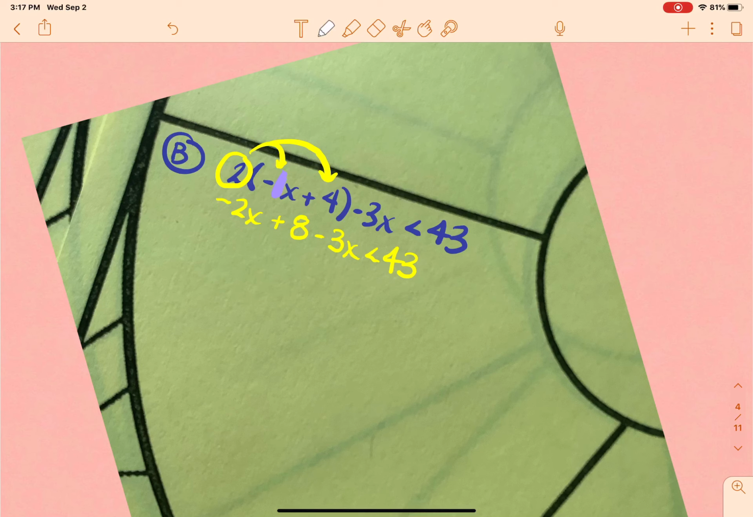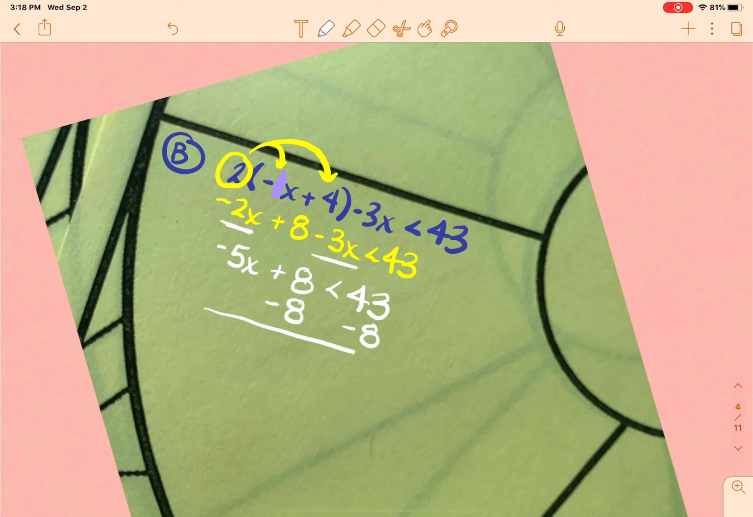And now I've got to use my skills to be able to get stuff together. So these two are on the same side. So negative 2x minus 3x is negative 5x. And I'm going to bring the rest of these down. And now this is just like the last one. I'm going to go through and get x by itself. So I'm going to work on getting rid of this. So the opposite of adding 8 is subtracting 8. So those cancel. Left with negative 5x and positive 35.